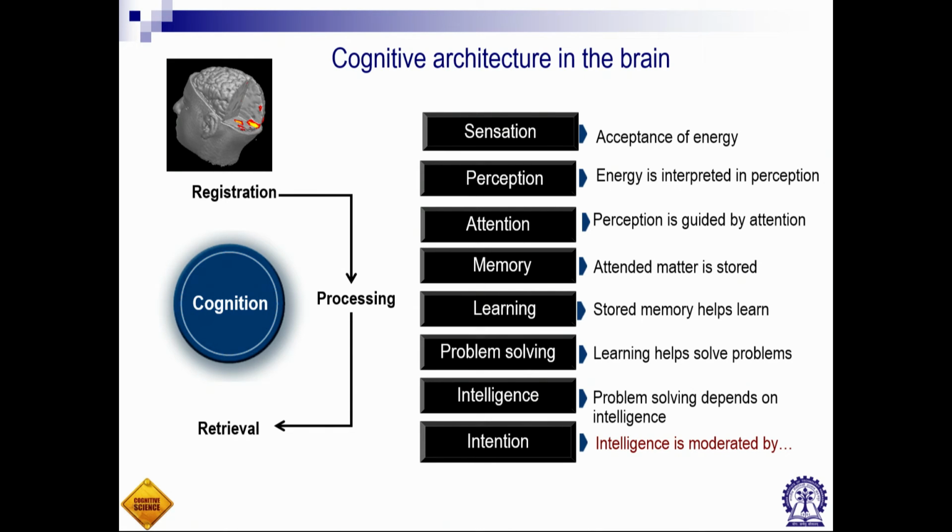So, in behavioral sciences, each one of them takes 6 months of time to understand how sensation takes place, how perception takes place, how attention takes place, how we memorize things, how we learn things, how we solve problems, how intelligence works, and how our emotion, our feeling, our intent moderates our decision making. So, ultimately when you take a decision, a host of activities actually take place simultaneously.